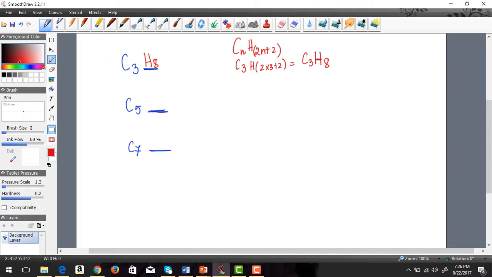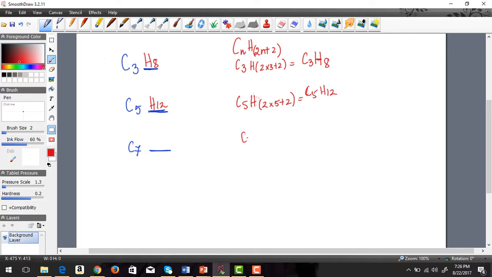Similarly, going with that same analogy here, I should have C5H, 2 times 5 plus 2, so that would be C5H12. So you should have had 8 for the first, and you should have had 12 hydrogens for this one.